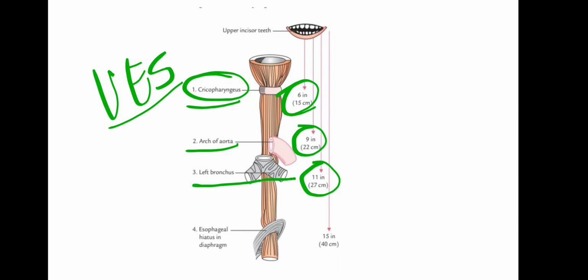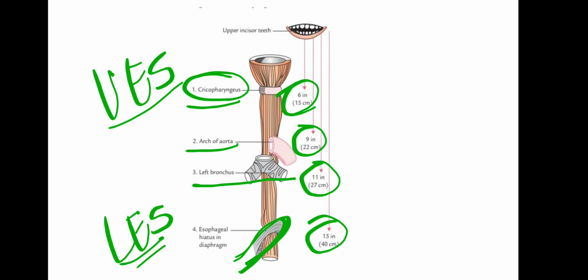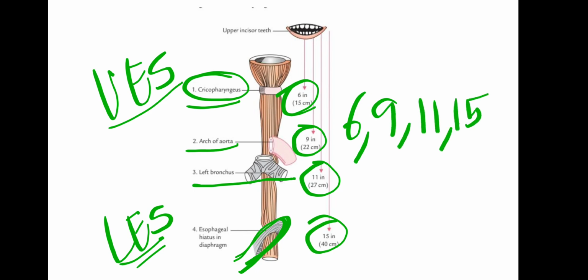And the fourth construction is the level of piercing the diaphragm, as we all know, where the muscle fibers from the right crus of the diaphragm provide a sphincteric effect, forming the lower esophageal sphincter, which is about 15 inches or 40 centimeter from the upper incisor teeth. It is easy to remember in inches: 6 inches, 9 inches, 11 inches and 15 inches respectively from the upper incisor teeth. 6, 9, 11 and 15.